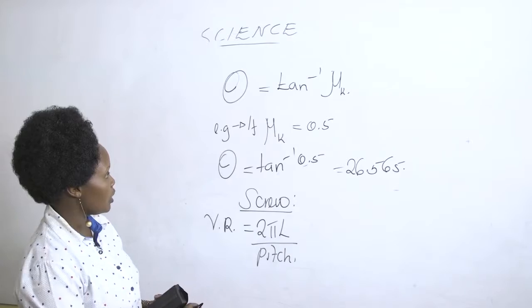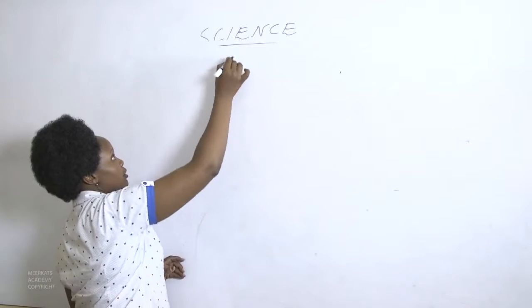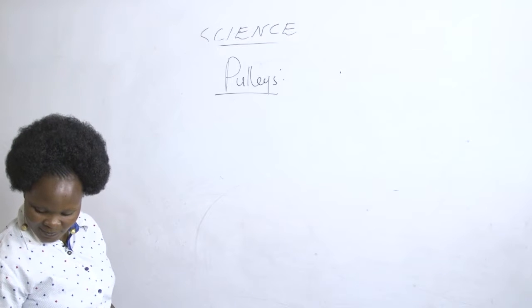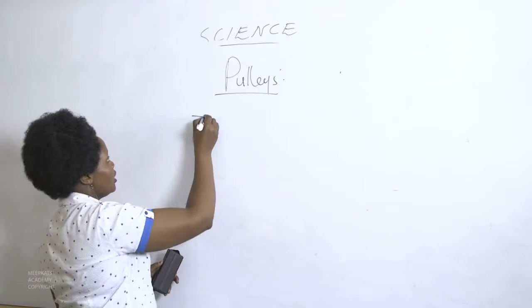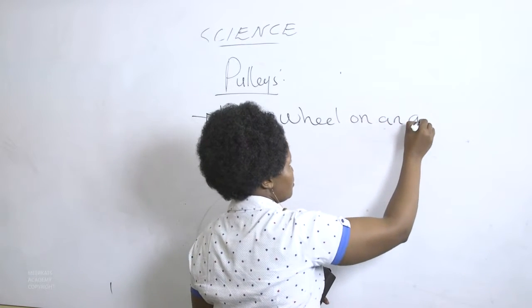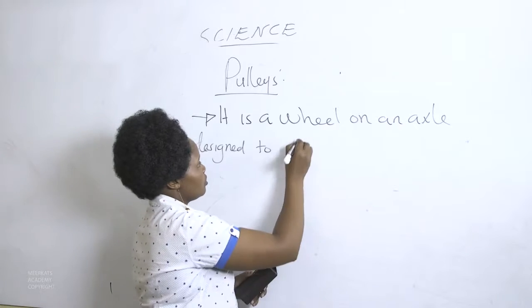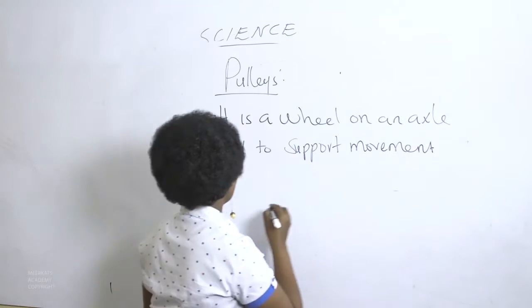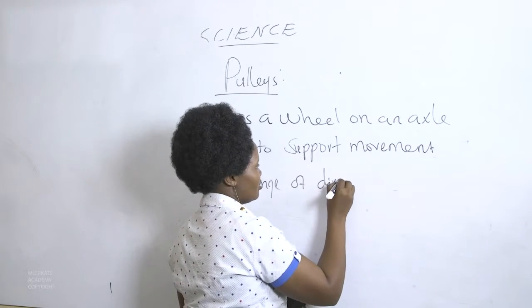And the last machine that we are going to look at is what we call the pulley. Pulleys. It is a wheel on an axle, which is actually designed to support movement and change of direction.